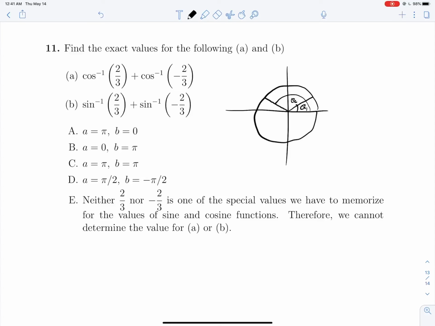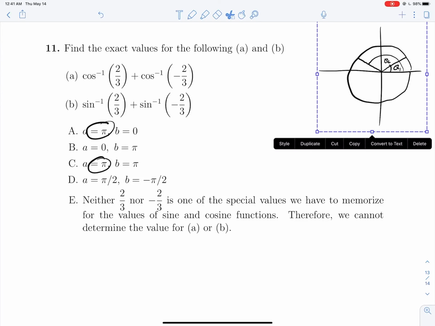Essentially, with these inverse trig functions, the question we're answering for ourselves is: what angle is cosine equal to this? What happens if we add these two angles together? We are going to get exactly pi. And that works out really nicely. So there we go. We are agreeing with A and C so far.